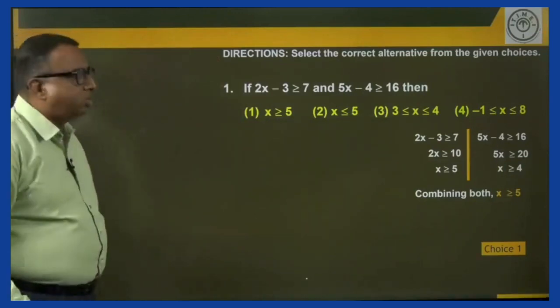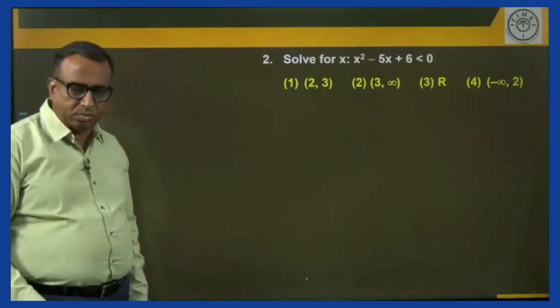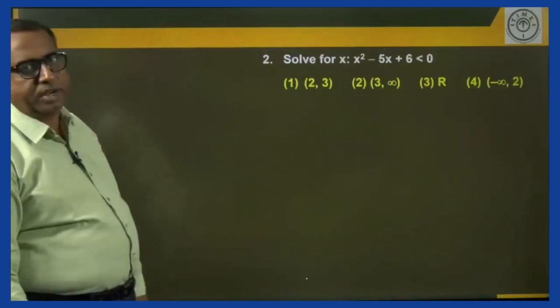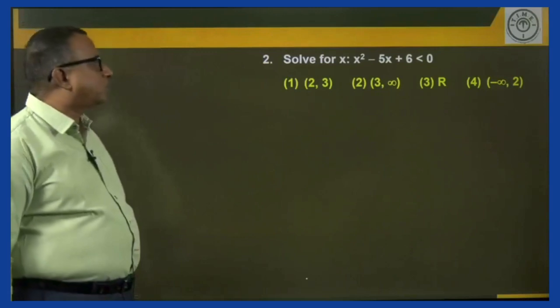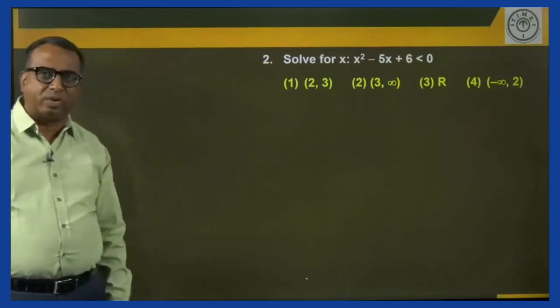We then come to question number 2. We have a quadratic inequality here. Solve for x square minus 5x plus 6 less than 0.